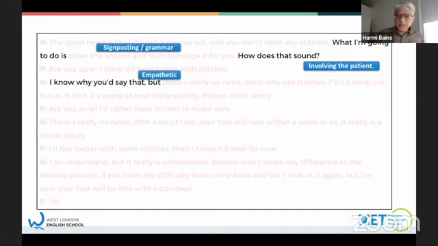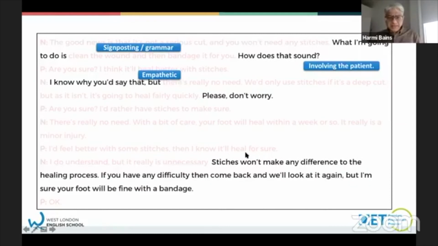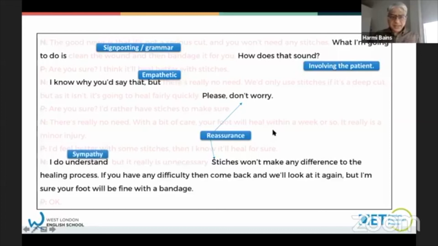And also here, you're being empathetic, and there's marks as well you get for being sympathetic and empathetic. Lots of phrases here. In fact, please don't worry. You're offering reassurance to the patient as well. And you're explaining why stitches really aren't that important. So there's a lot there that the nurse did in that task. Again, I do understand. Again, you're giving sympathy here. Sympathy, empathy, reassurance, and using the tone of your voice as well. Don't forget, it's not just what you say, but also how you say it.